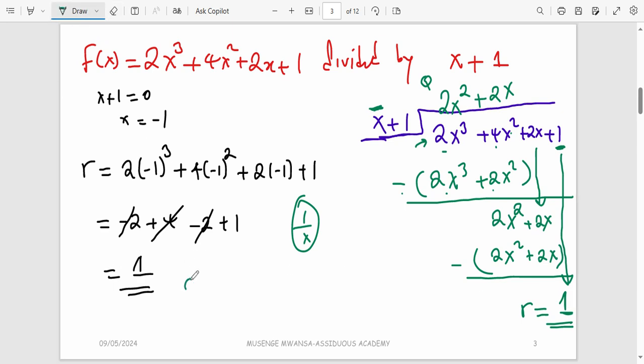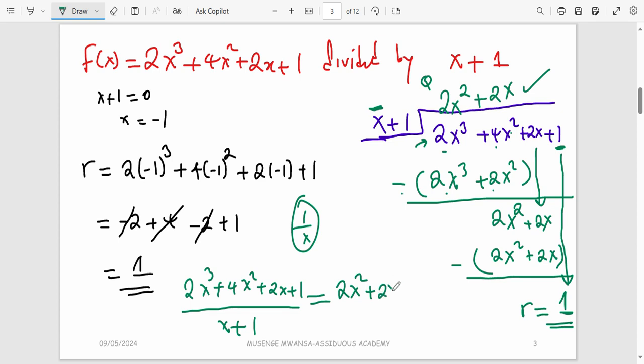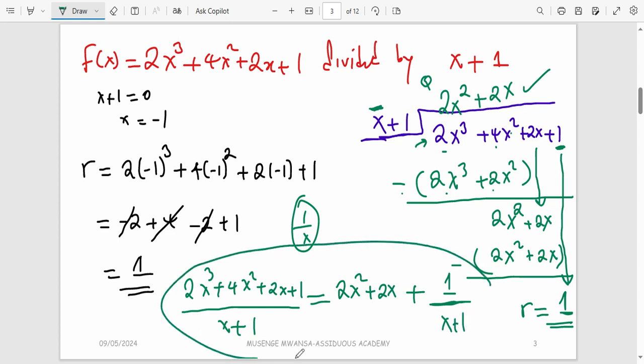So we can say therefore that if you get 2x to the power 3 plus 4x power 2 plus 2x plus 1, you divide it by x plus 1, what is the answer that you are going to get? The quotient, this one here. So the quotient is going to be 2x squared plus 2x. And then you always add plus the remainder. The remainder is a 1. Always divide the remainder by the same thing you are using to divide, the divisor, that is x plus 1. So this is the complete answer.